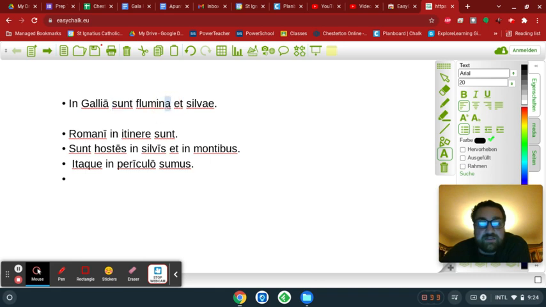So flumina is a nominative plural, and then silvae, first declension word, a little blast from the past, that's a nominative plural as well, but a nominative plural of the first declension. So in Gaul, there are rivers and forests.